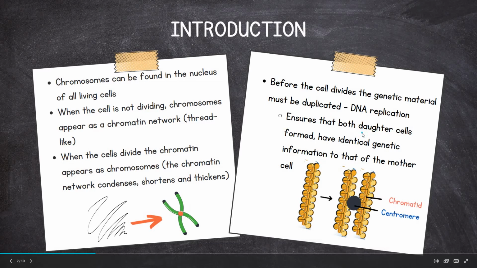Before the cell divides, the genetic material must be duplicated. And we know this from DNA replication, right? And this takes place in interphase. Okay, so it ensures that both daughter cells formed have identical genetic information to that of the mother cell, and then obviously to each other. So you will remember this picture from DNA replication that we already did, but you have two chromatids that are your sister chromatids that are identical, connected by the centromere.